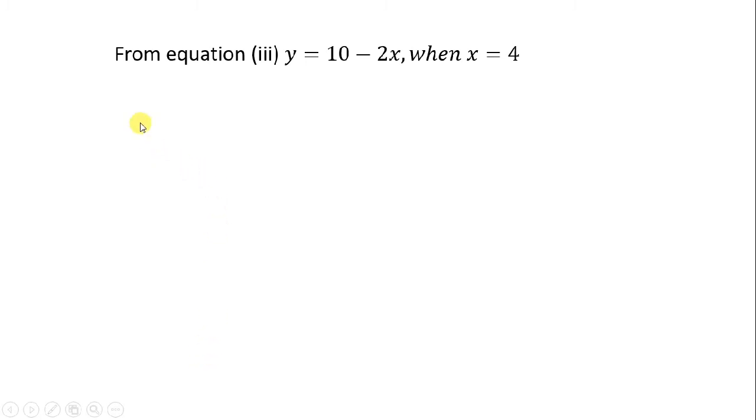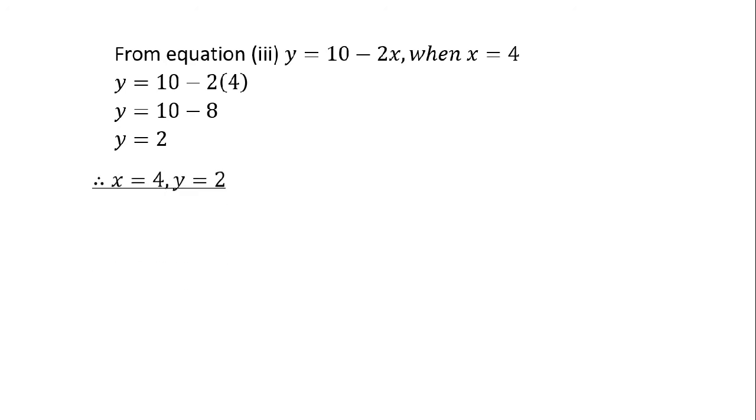Of y. So from equation 3, we have y is equals to 10 minus 2x when x is equals to 4. Where there's x here, we'll substitute or replace a 4. So we are saying our y is equals to 10 minus 2, open your brackets 4, close your brackets. That means multiplication. So our y will be equals to 10 minus 8. Our y will be equals to what? To 2. Is that complete? No. So finally, our answer is x is equals to 4 and y is equals to what? To 2. As simple as that.